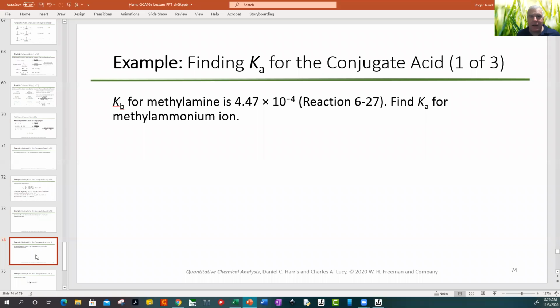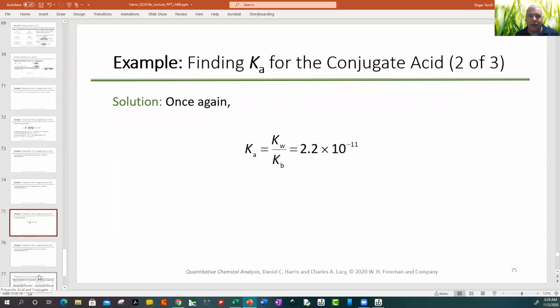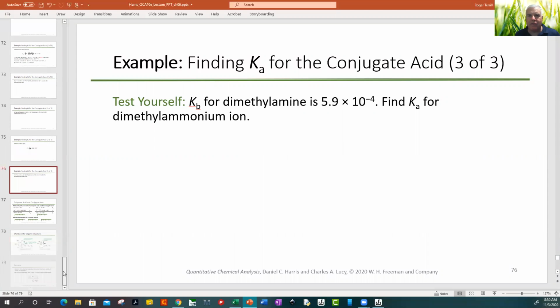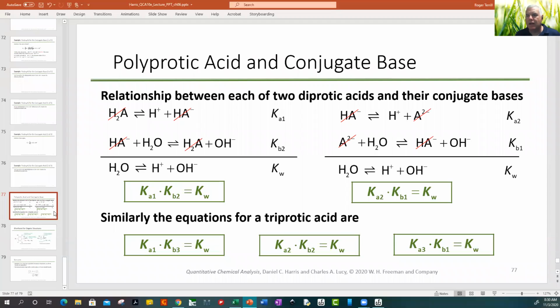There we go. So this is all they give you, right? Let's not even do this one. There's some notation I'm not going to belabor. For a monoprotic acid, Ka times Kb equals Kw. For a diprotic acid, it's Ka1 times Kb2. It's just about the number they put here.